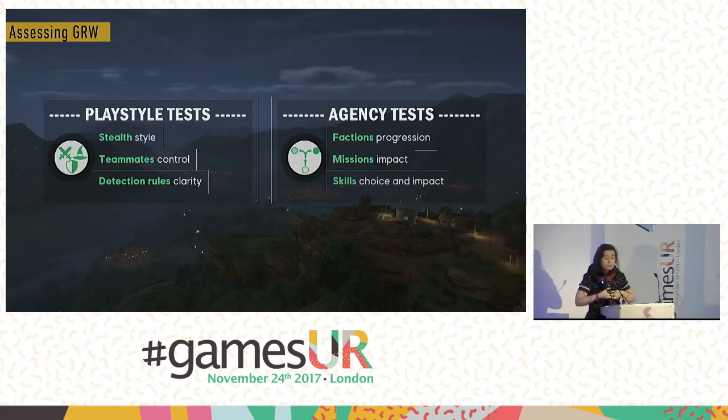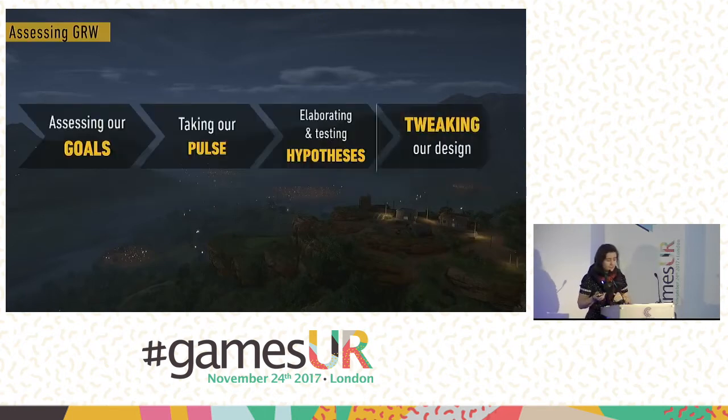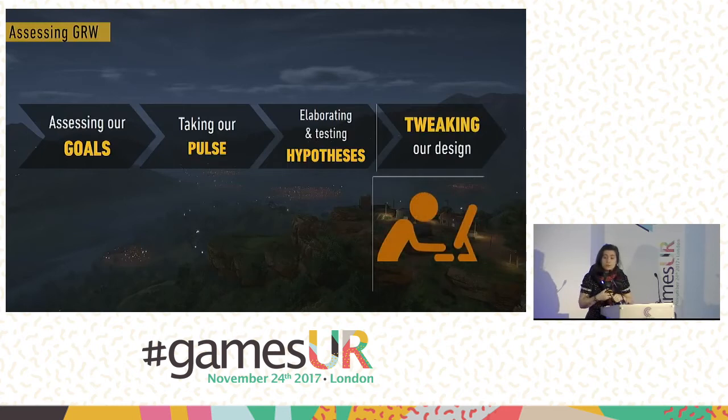Another topic we could look at was the skills in the game, making sure that players had sufficient choices. And when players are unlocking skills, do they feel that they have an impact or not in the game? The results from these micro tests allowed us to share actionable feedback with the team, allowing them to tweak the design of the game.